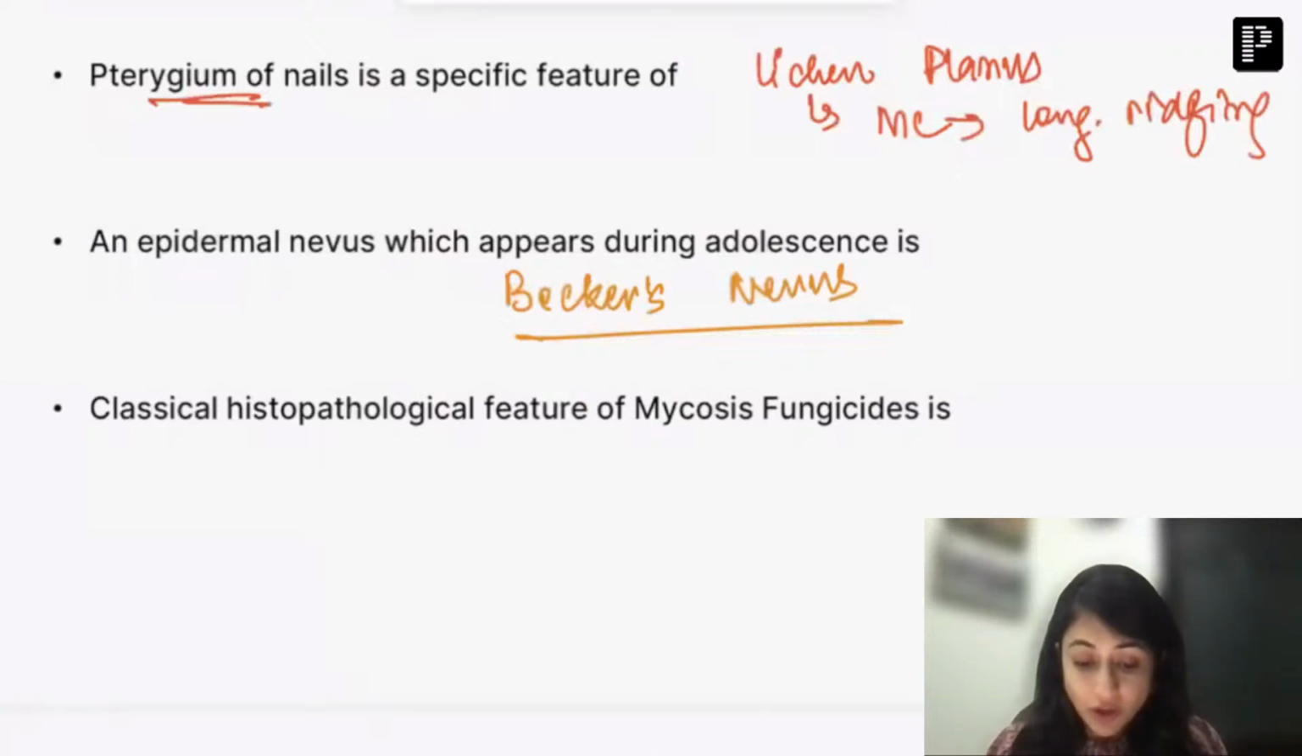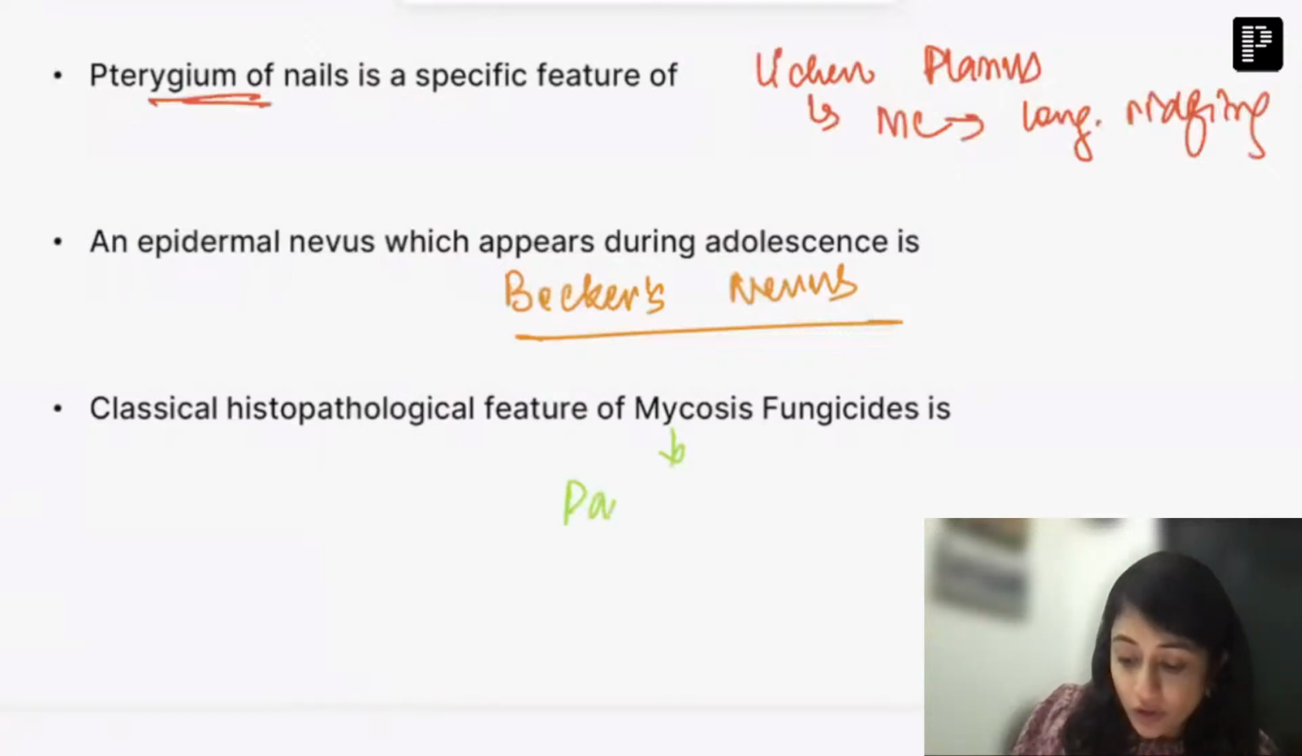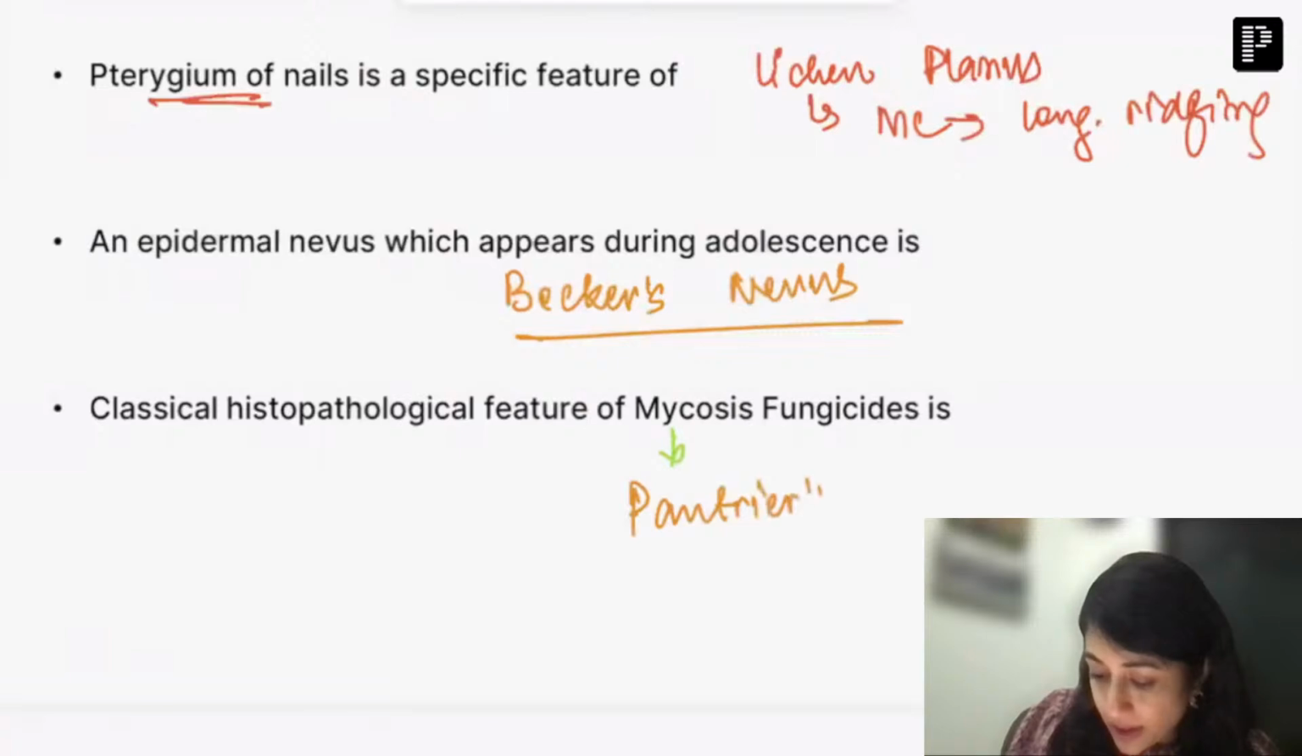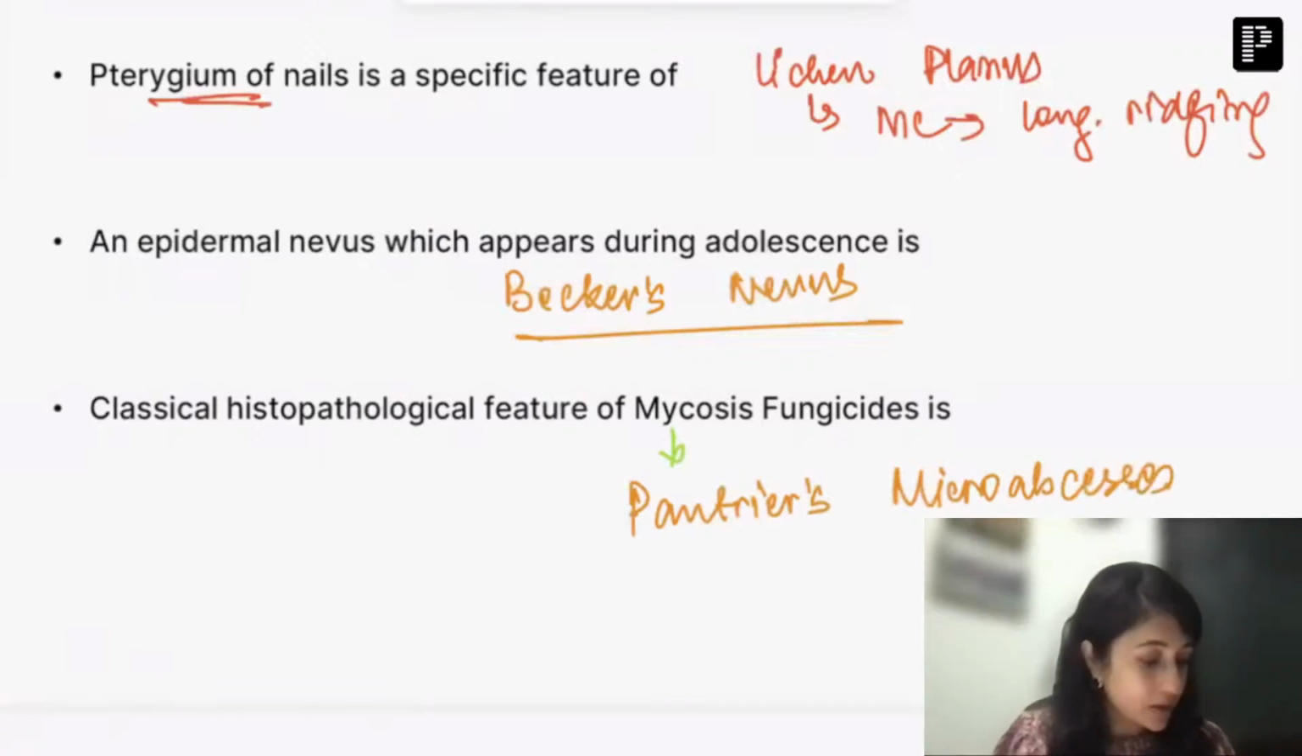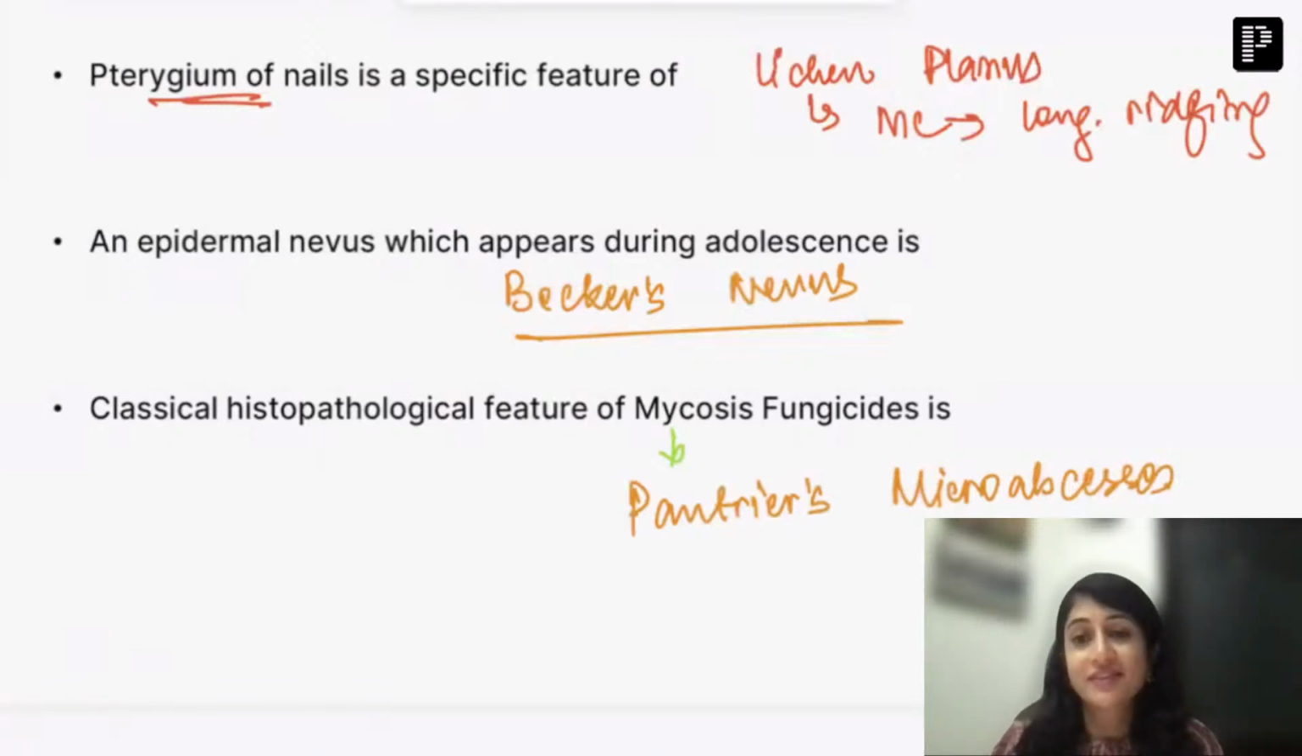The next question is something which we have already discussed. The classical histopath feature of mycosis fungoides is, so there you will talk about Pautrier's microabscesses, right? So Pautrier's microabscesses is the classical histopath feature of mycosis fungoides. This we have already discussed. So please don't say papillary microabscesses now. So it's Pautrier's, right? So Pautrier's is mycosis, papillary is dermatitis herpetiformis. Clear?